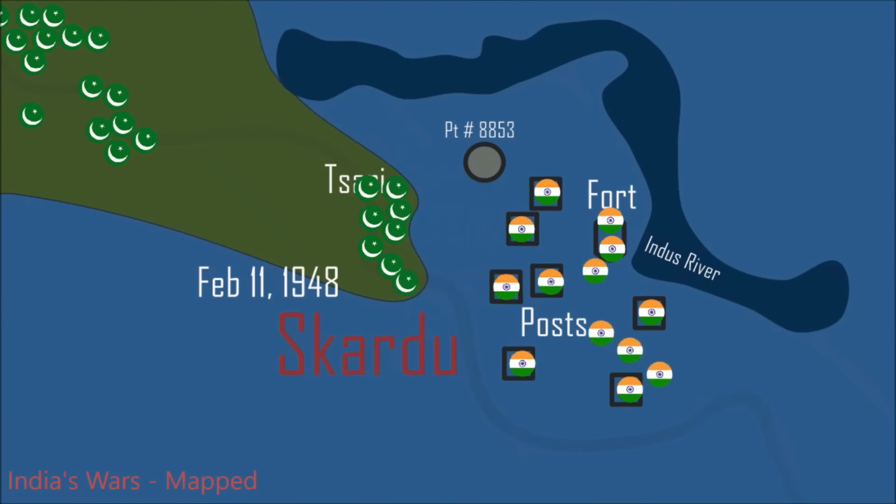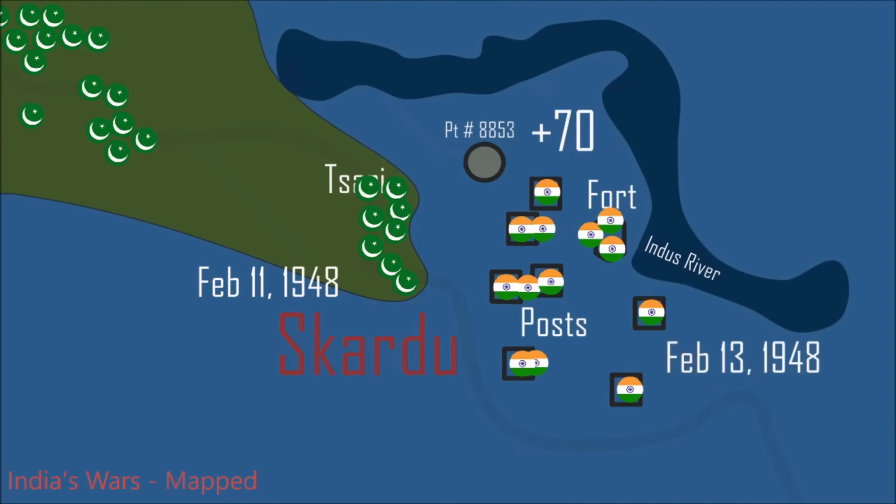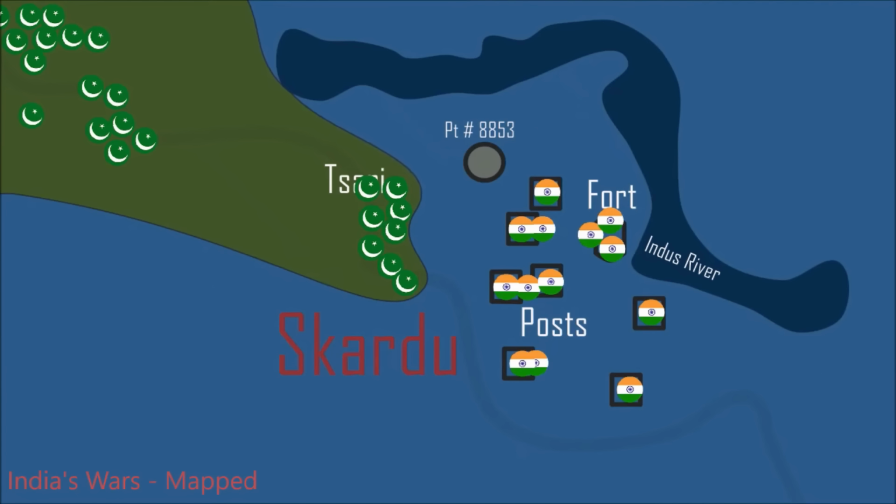The second reinforcements party from Srinagar, consisting of 70 men, reached Skardu on February 13, 1948. The strength of Indian troops defending Skardu now was at 285 men, along with 250 refugees under their protection. With enough troops available now, Colonel Thapa could send his troops to set up defensive positions in the area surrounding Skardu. One of the most important features to capture here was point number 8853.